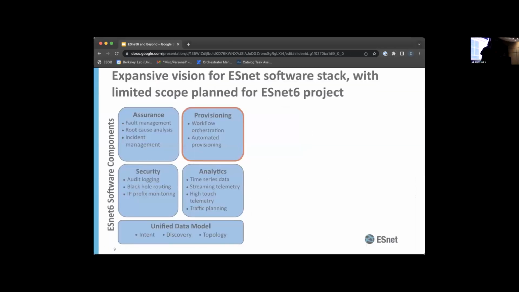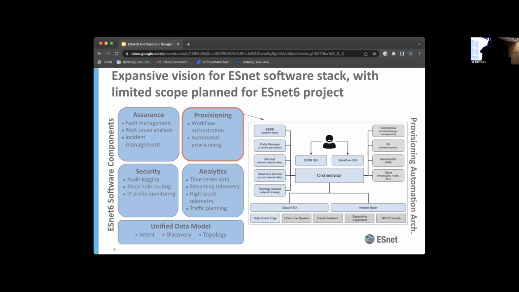This is just a quick idea of the areas that we're looking at in terms of software development. There's assurance, provisioning, security, analytics, and then a unified data model. The provisioning side was probably the main focus for ESnet6. All the other stuff was being done outside the ESnet6 project itself. We formalized the provisioning aspect of it, and this is the architecture. You'll notice there's this notion of an orchestrator. We actually use Cisco NSO to do the provisioning and the abstraction for our devices, and along with that we have the source of truth, which is our ESDB and things like that. That gives you a general idea of what the software stack looks like.